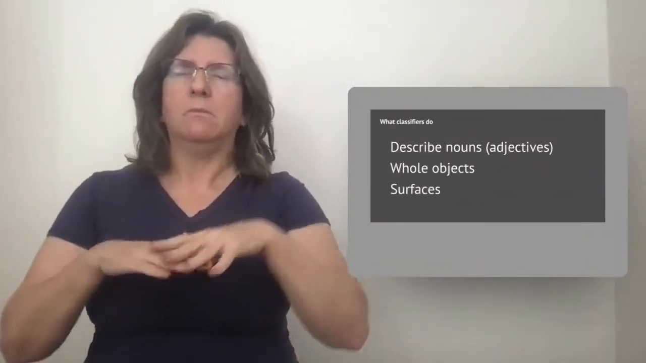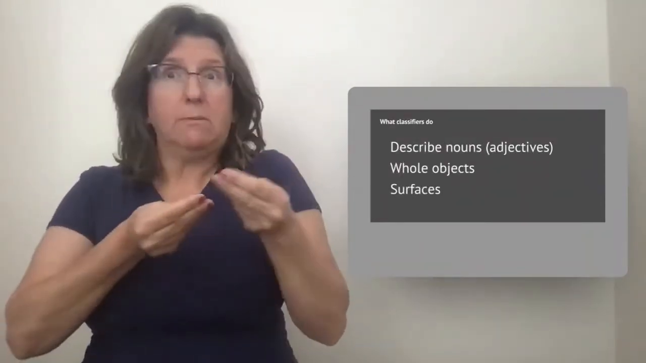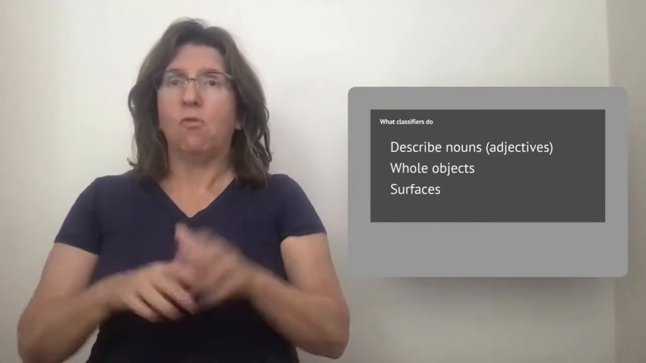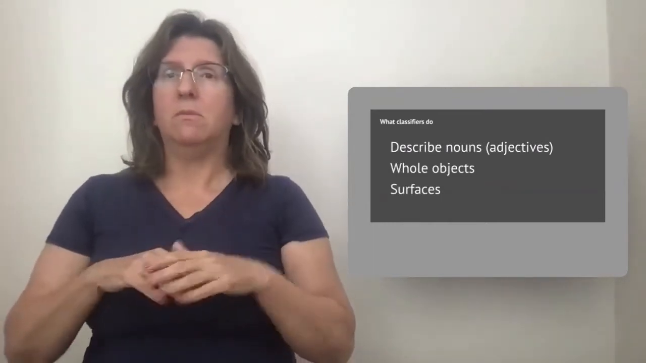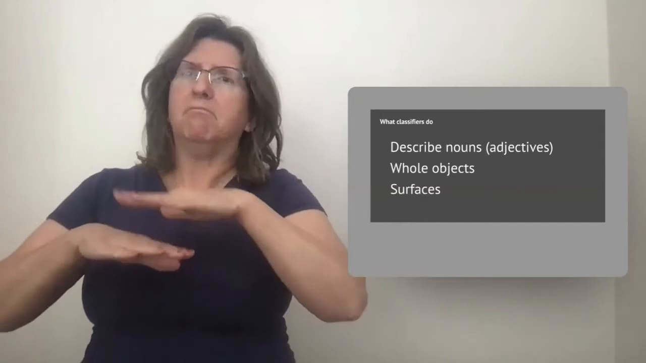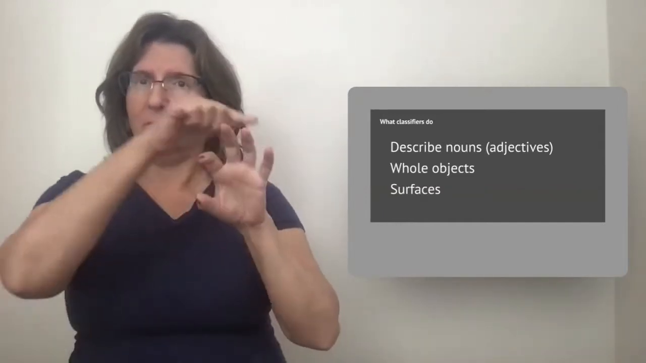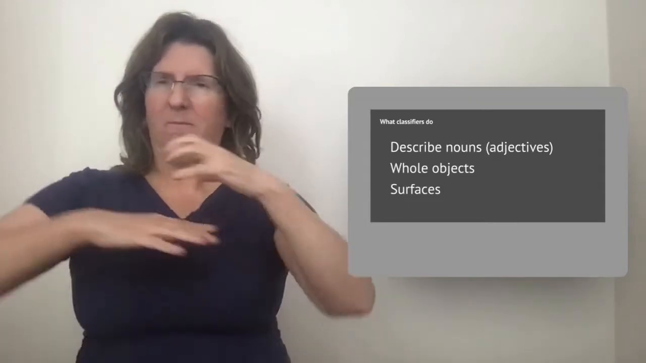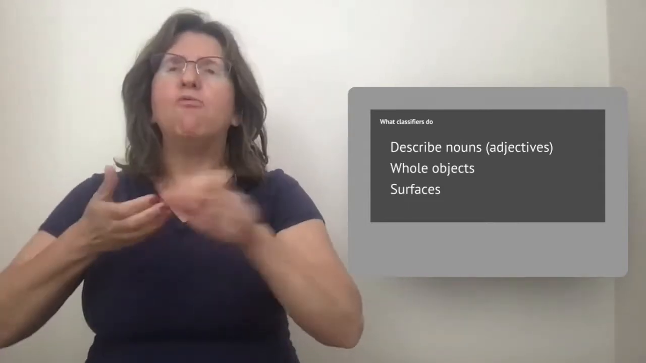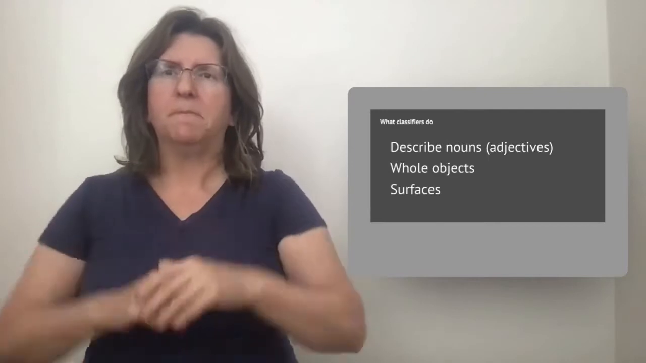Classifiers can describe surfaces: smooth, rough, maybe pitted. This hand shape here is a classifier that represents roughness.